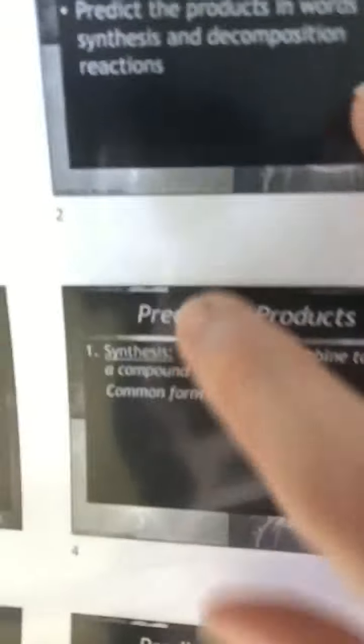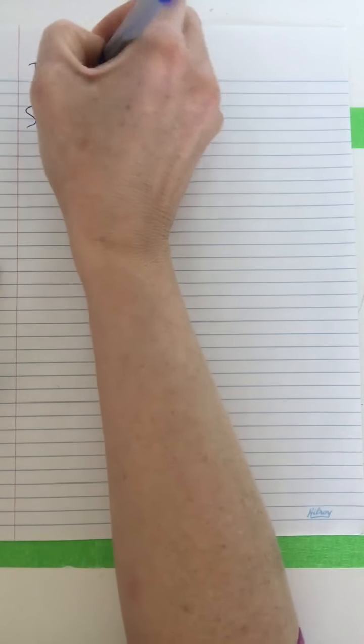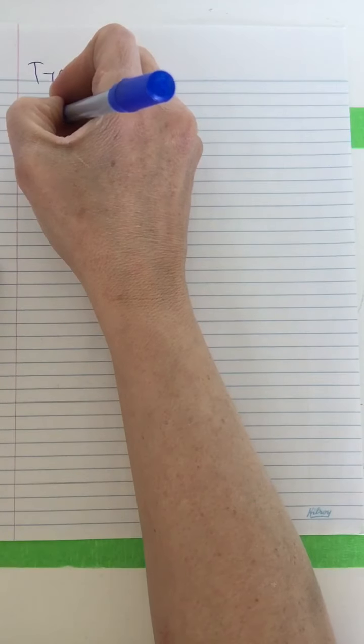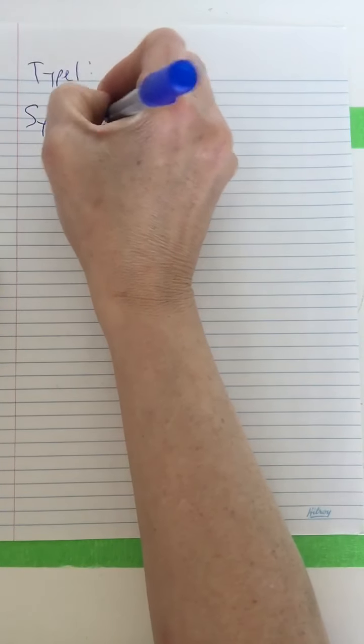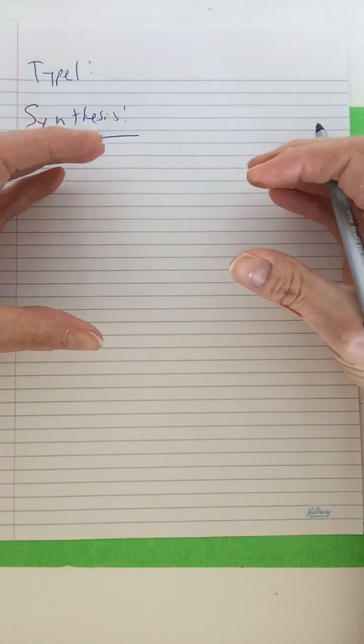So I'm not going to hold this up anymore. I'm going to do some writing down here. So when you look at synthesis reactions, this is type 1. Well, the first type of reaction, okay? Synthesis. And this is all in your notes. I'm just going to talk it out so you know. Synthesis is when 2 elements combine to make a compound.